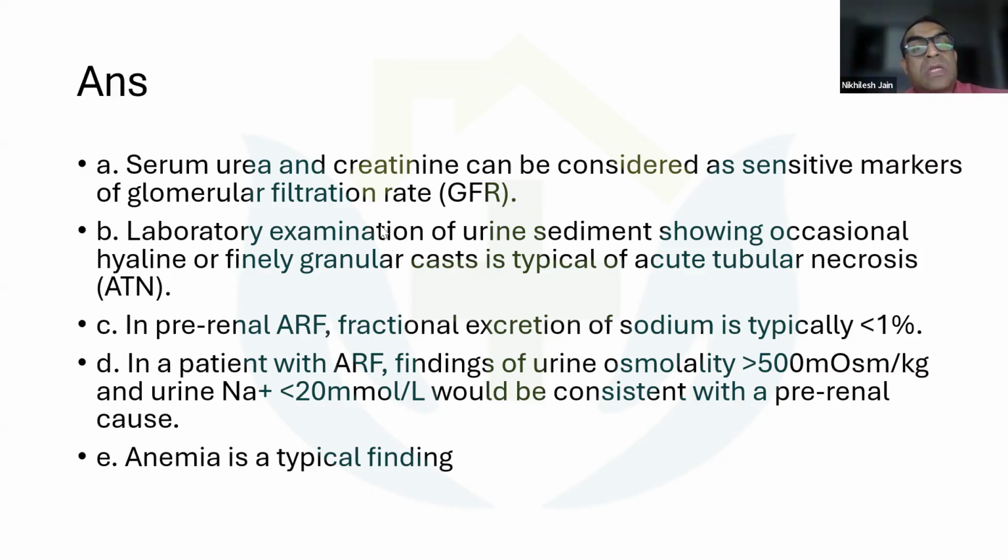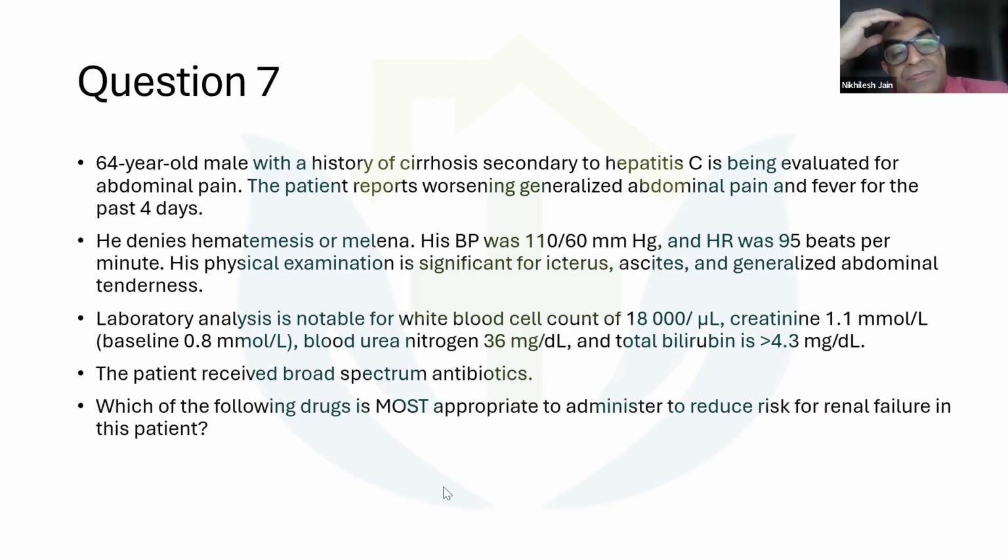Going back to the options, serum urea and creatinine are not sensitive markers. So this is F clearly. Finely granular cast is not considered typical of ATN. So that is one thing. And in pre-renal ARF, fractional excretion of sodium is typically low, we covered this question before. And anemia is a typical finding. All those things. I think Leal only got it right. FFTTF. Leal only got it. So question number 7.